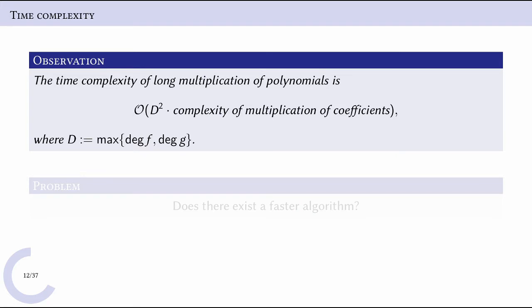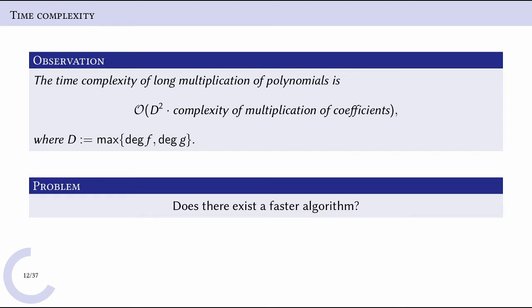Just analyzing the formula, we see that the multiplication of two polynomials using long multiplication needs around d square products of coefficients, where d is the maximum of the degrees of the two polynomials. So we can ask whether there is an algorithm that is actually faster, if it's possible to use a lower number of multiplications of coefficients. And in fact, such an algorithm exists.